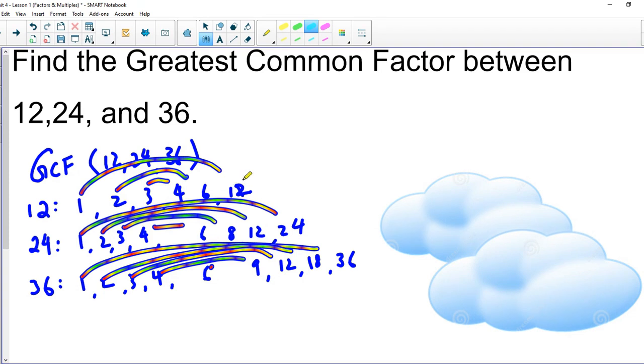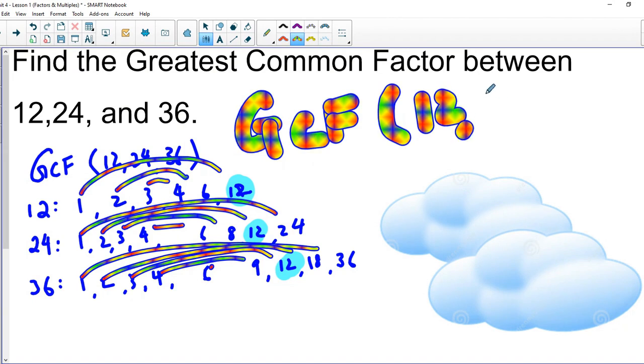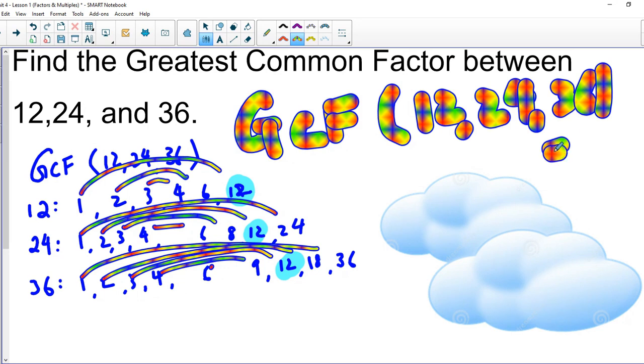But there's something even larger. Can you spot it? What number is shared? Which factor is shared by all 3 numbers? 12, 24, and 36. Yeah, 12, right here. So let me use my biggest rainbow marker possible. The greatest common factor between 12, 24, and 36 is therefore, yeah, it's 12. Okay, it's a 2-digit number, right?